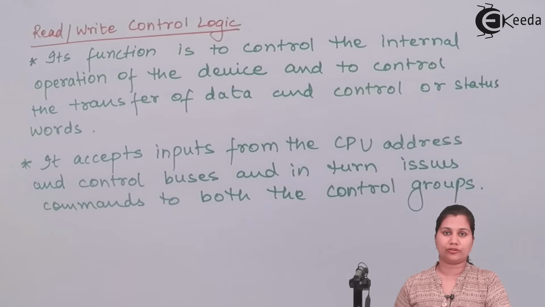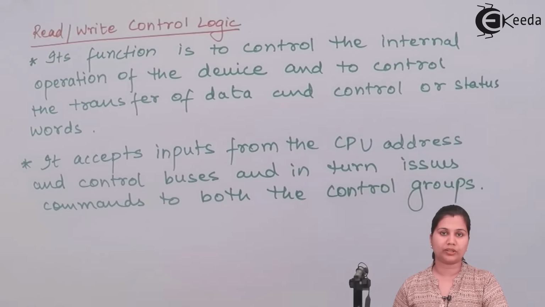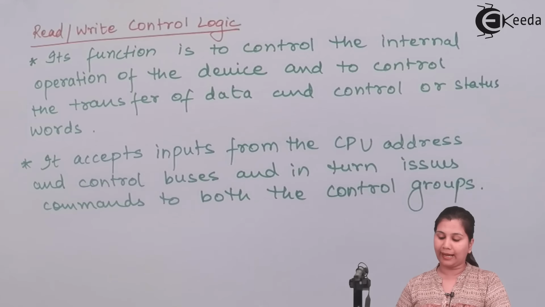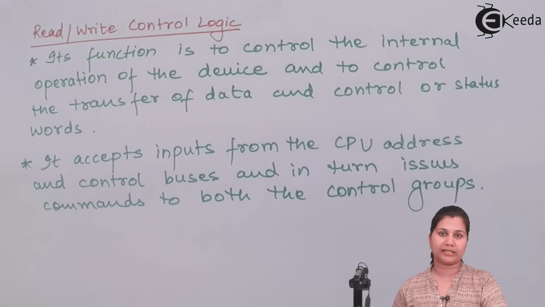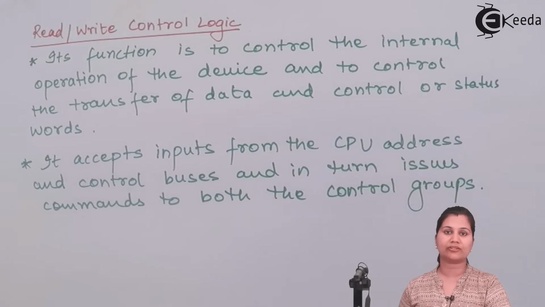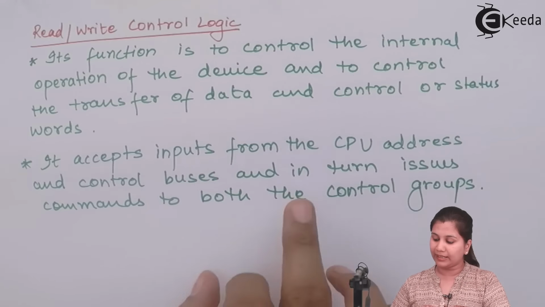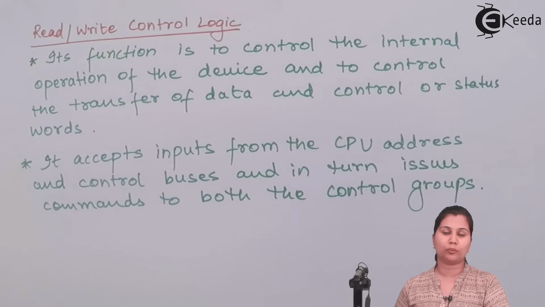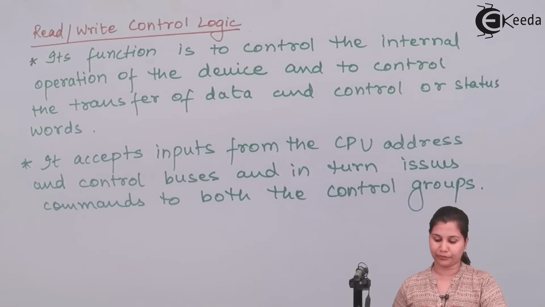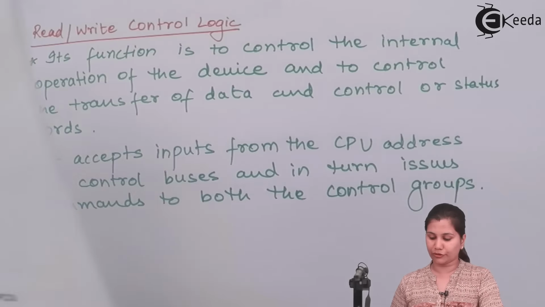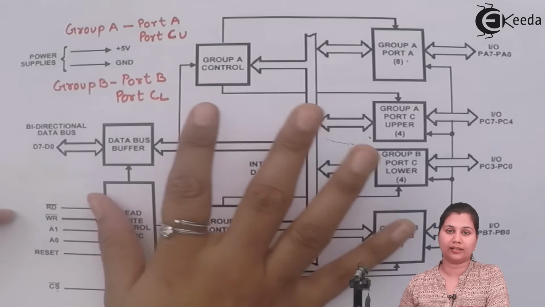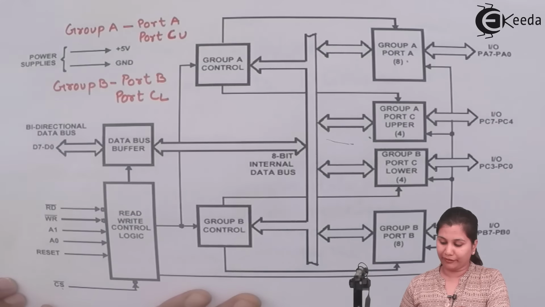Now this read and write control logic accepts inputs from the CPU address and control buses. The address of the ports it gets from the address bus of the CPU of the microprocessor, and from the control buses it gets the control signals read and write. And in turn it issues commands to both the control groups, group A control and group B control. Okay, so that is the function of all the blocks of this block diagram of 8255.